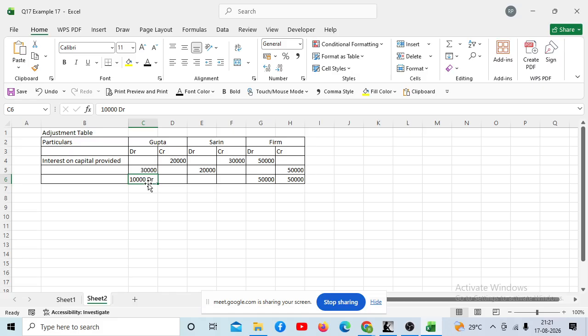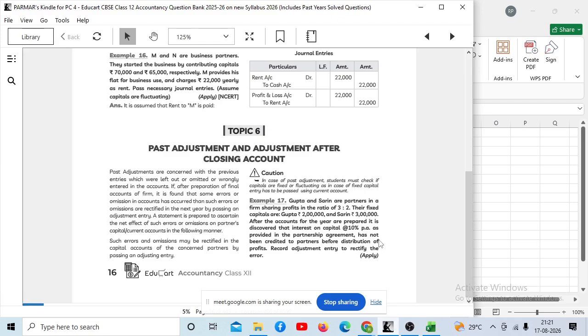Similarly check for Sarin now. For Sarin, which side is more? Credit side is more. By how much amount? 10,000, right? So done. We have got the entry now. See what will be the entry? Gupta's current account will be debited. Why current account? Because as I told you, they are telling the capital is fixed. So we have to do the adjustment through current account, right?